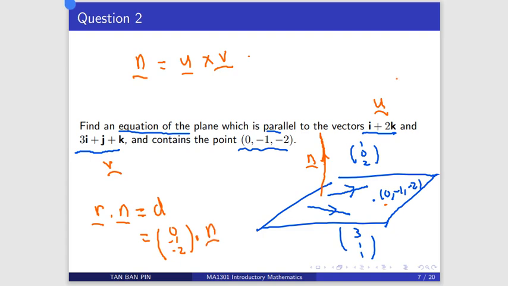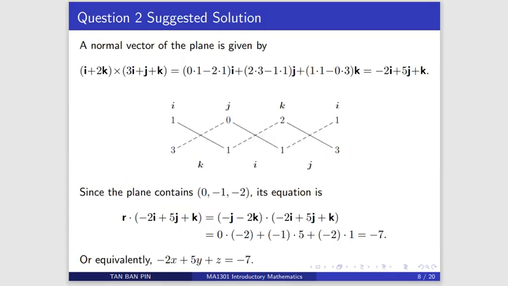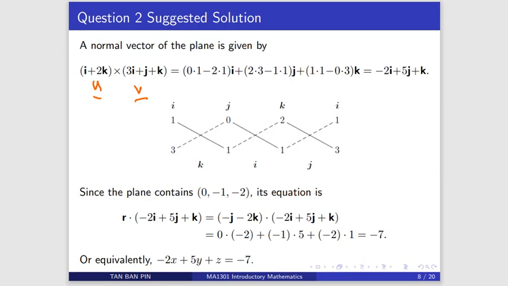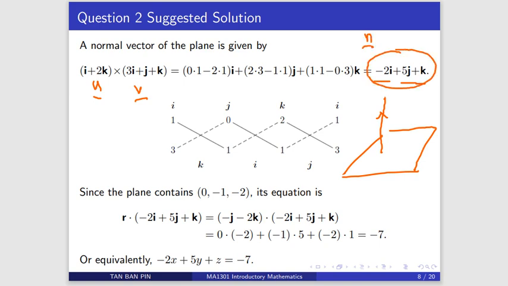So let's look at the solution. First you take the two vectors, which I call u and v, and work out the vector product. After you work out the vector product, you get the vector -2i plus 5j plus k, which means the normal vector is this vector. So this vector is n.